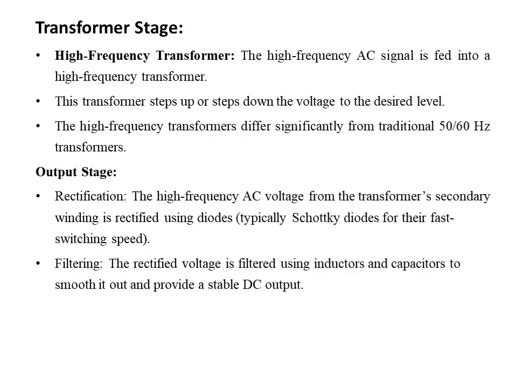Output stage, where rectification and filtering are involved. In the rectification process, the high frequency AC signal from the transformer secondary winding is rectified using diodes. Typically, Schottky diodes are used due to their fast switching speed. Filtering. The rectified voltage is filtered using inductors and capacitors to smooth it out and produce a stable DC output.